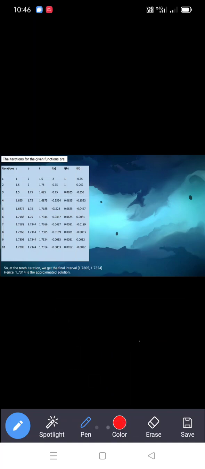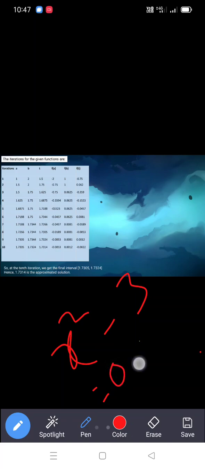Then in place of f of a we have to put f of t's value. Its value is 1.75. Then we put 1.75 in the equation. What is our equation? X square minus 3. So it gives 0.062.